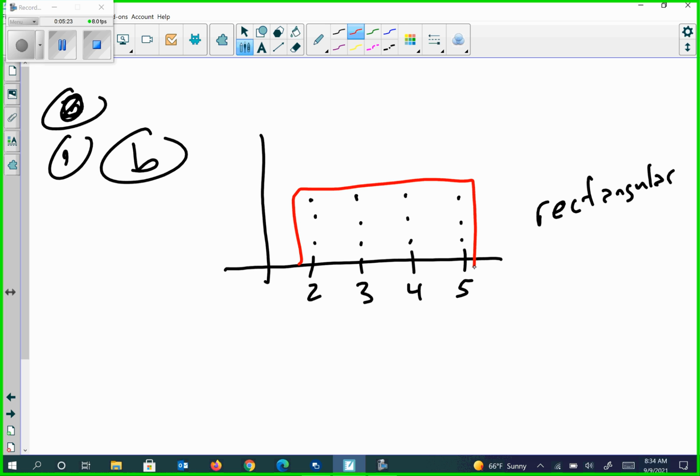Problem number 3 says, study each situation, decide which shape each data is likely to form. The number of runs scored each game by a baseball team. Okay, so there are some baseball games that are pretty high scoring. There are some baseball games that are pretty low scoring. So what do you think?